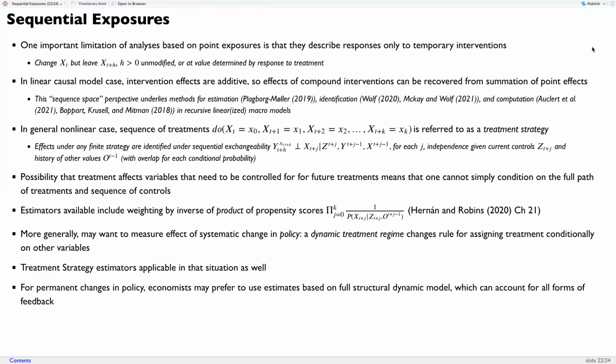In the general nonlinear case, the sequence of treatments is called a treatment strategy. You can show, and there's a section in the Hernán and Robins textbook on this, that under sequential exchangeability, so if you have conditional random assignment given the past and potentially controls in each period, and you have an appropriate overlap condition, then there exist estimators which can identify this. But note that the possibility that treatment affects future control variables means that you can't simply condition on the full path of treatments and the full path of controls, because once you've conditioned on the treatment, you change the value of controls. And so there are relatively complicated ways of accounting for this.